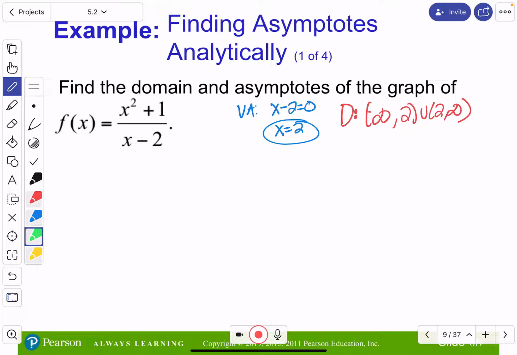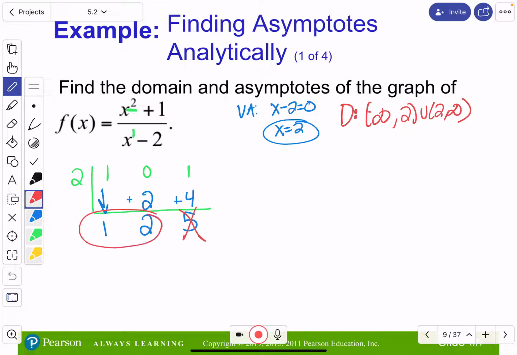Now our other one, the top degree 2 is higher than 1, so we actually have to do the division out. If you remember from chapter 4 and our synthetic division, inside we would have 1, 0, 1. Outside, we take the opposite, so it'd be +2. Bring down the 1. Multiply. Add. Multiply. Add. And we ignore the remainder. So our oblique asymptote is going to be y equals 1x plus 2. So you just do the division and then ignore the remainder and you get your oblique asymptote.